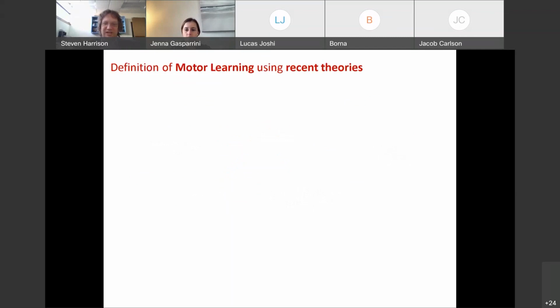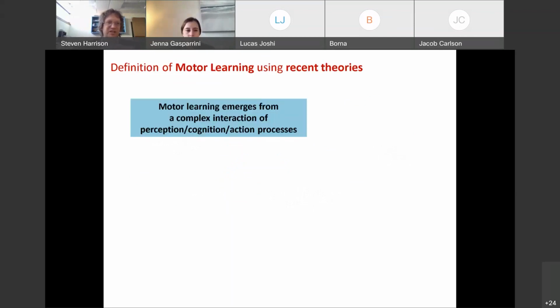Okay, so we laid some foundations. Let's elaborate on this a little bit. What kind of a definition of motor learning could we come up with when we're incorporating some of the knowledge from recent theories of motor learning? Motor learning is going to emerge as the product of the complex interaction of perception, cognition, and action processes. So you can see the connection to the systems modeling.